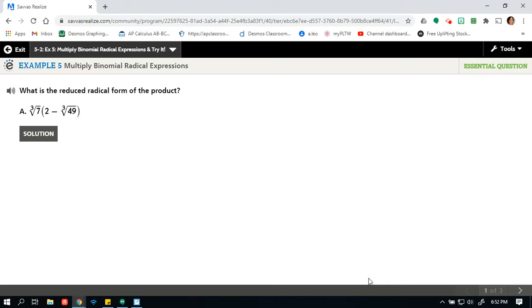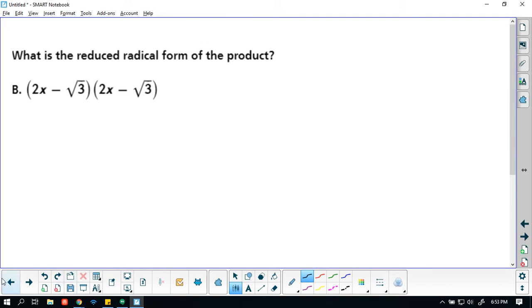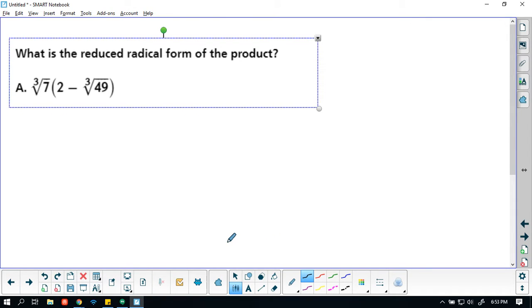This time we're going to look at topic 5, lesson 2, and specifically example 5. We're going to look at reduced radical form. We saw some of that in previous examples and previous work. We're going to see this now in the example. So what is the reduced radical form of a product?